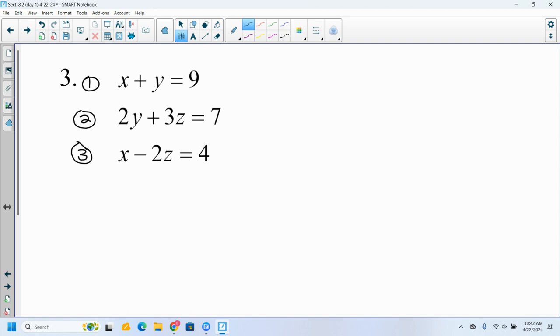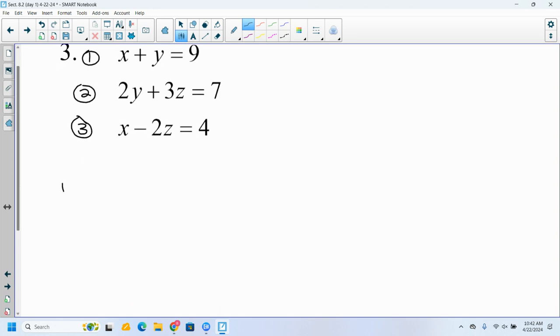See if you can pick any 2 equations and just eliminate a variable and see what happens from there. So if I take equation 1 and equation 2, they both have what letter? Both have a y. Let's get rid of the y. I'm going to eliminate the y there.